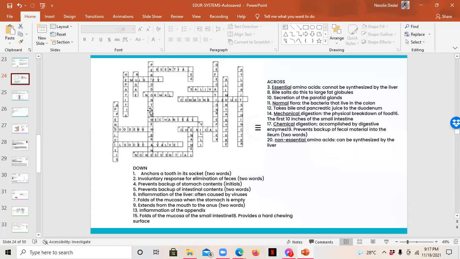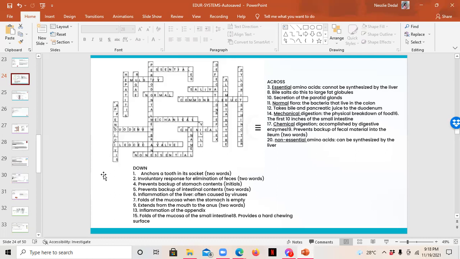Number 18 down, provides a hard chewing surface. Answer is enamel. Across. Number 3 across, amino acids cannot be synthesized by the liver. Answer is essential. Number 8, bile salts do this to large fat globules.